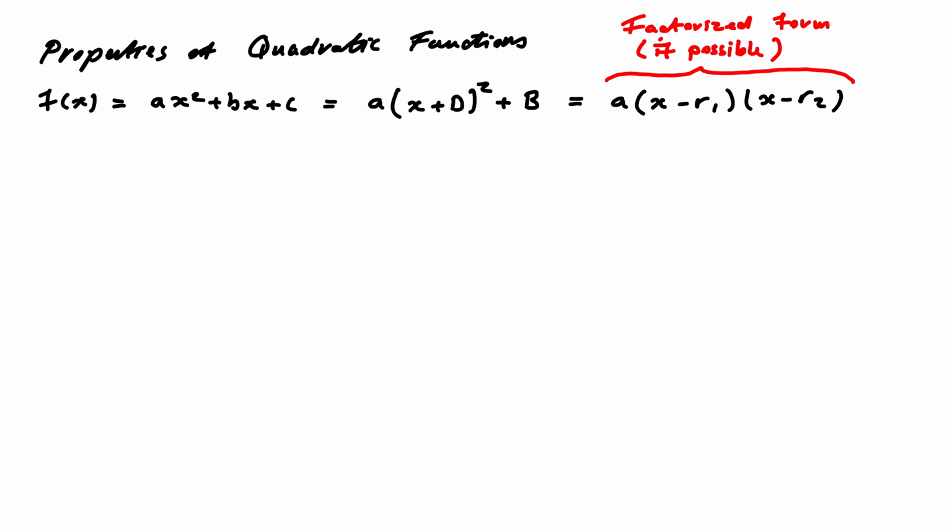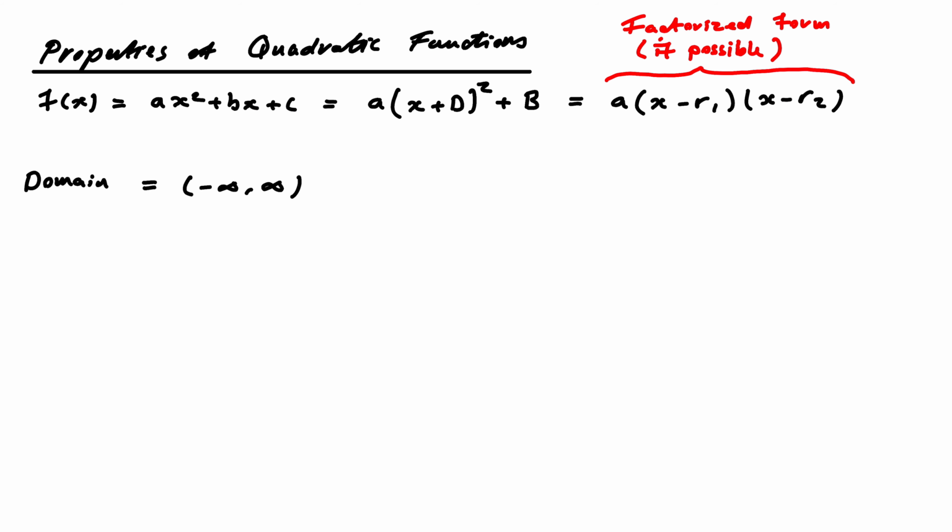So let's go through our list of properties. First is, what about domains? Well, thankfully, these are polynomials. Domains make sense for anything at all. So the domain is everything, minus infinity to infinity. There's not much to say there other than the fact that ax squared plus bx plus c makes sense for any x.